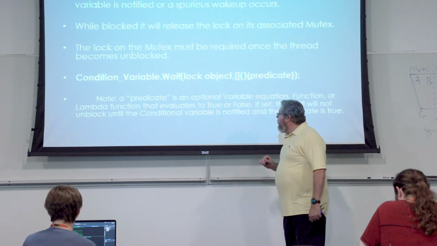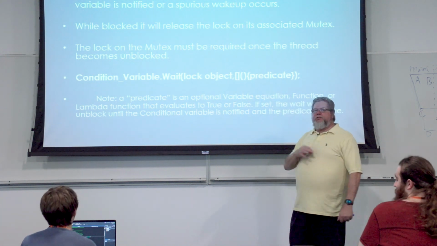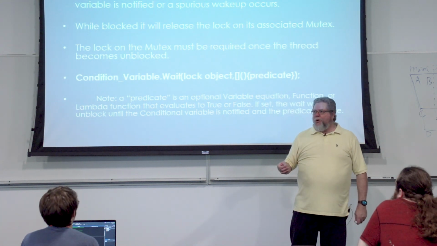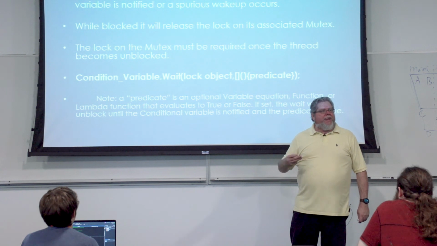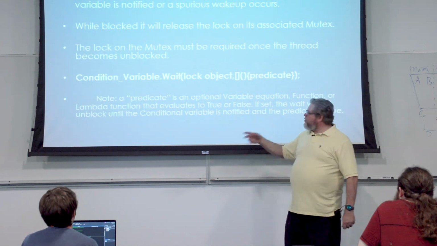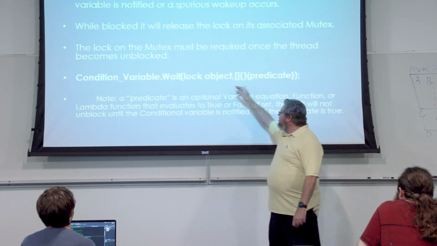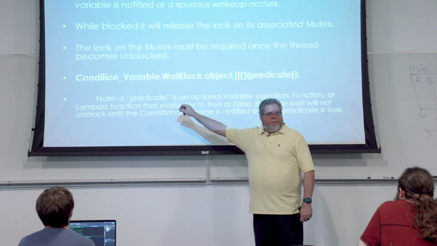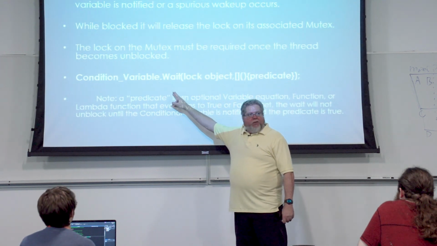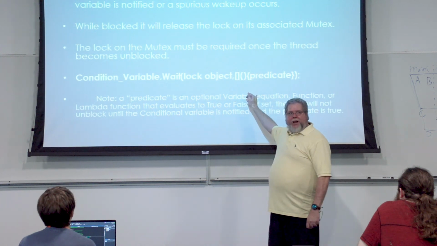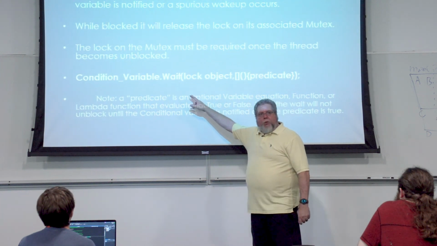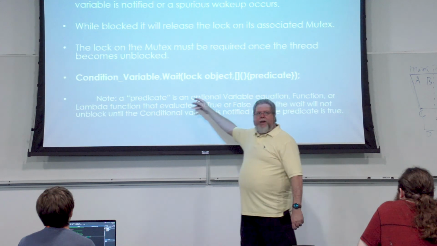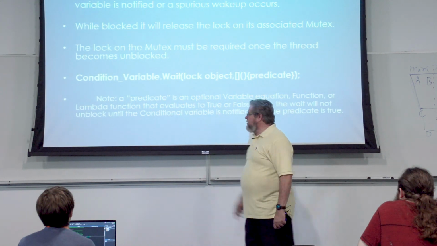So what you do is you set the predicate to something that is only true when this should be waking up. That way, if you get a spurious wake up, it says, oh, is the predicate true? No, it's not. Ignore it. When you get the actual signal, you should have changed the predicate, and it says, oh, should I wake up? The predicate is true. Yes, I will wake up. And it wakes up all of the threads.